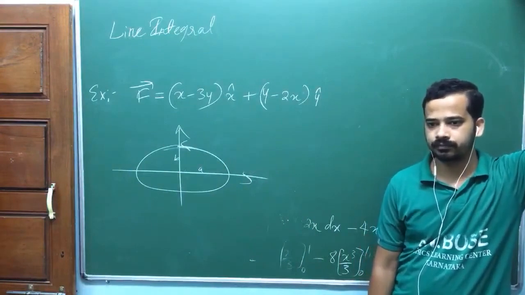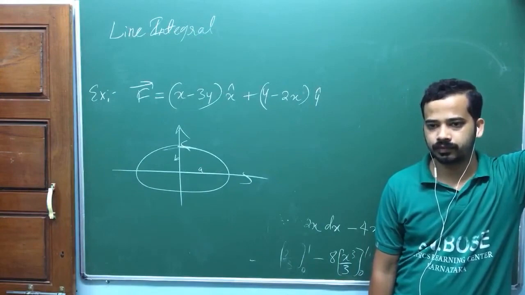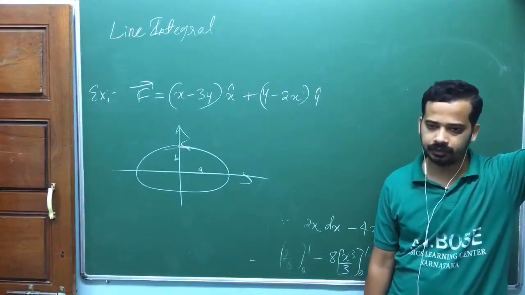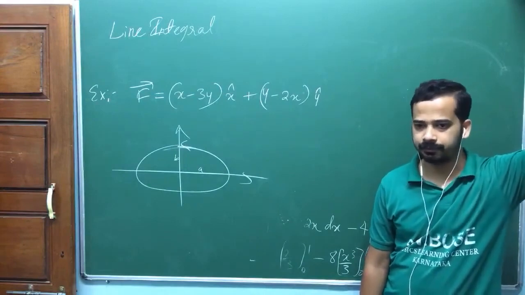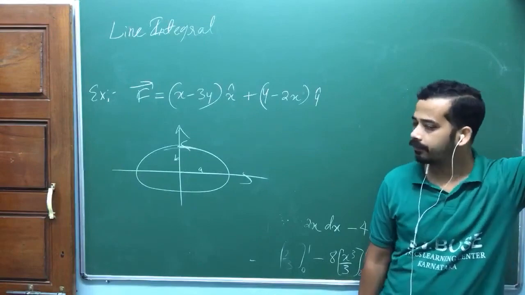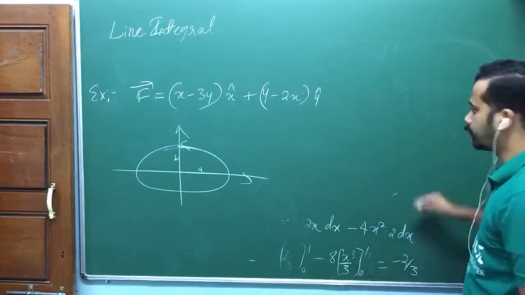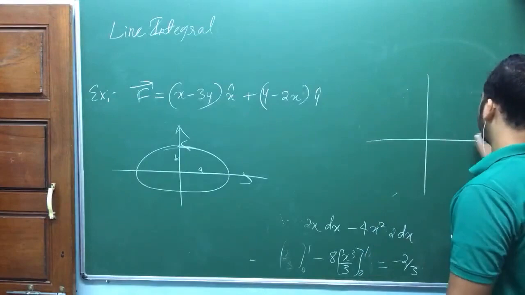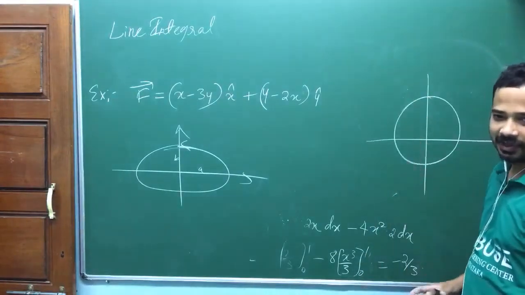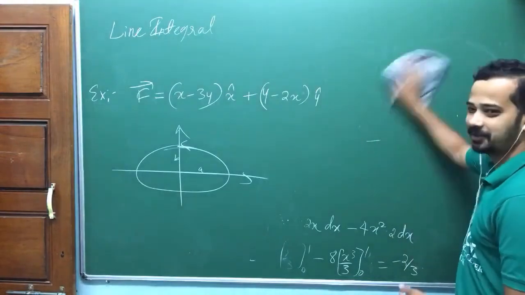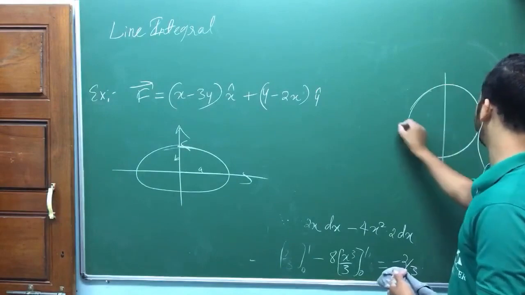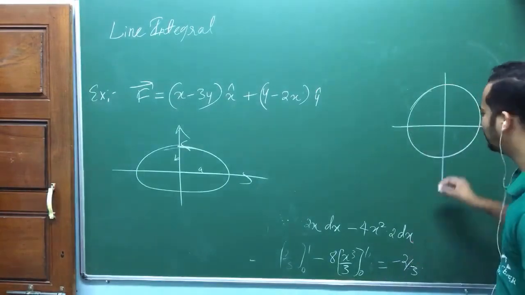Sir, we can write the equation of the ellipse. What equation? X square by a square plus y square by b square. Yes, that's one way. Is there any other better way that you can think of? For the earlier question also, you had a circle, am I right? If you draw the coordinate, then draw the circle.